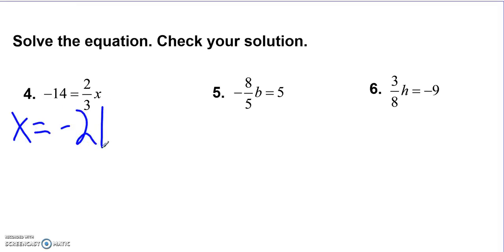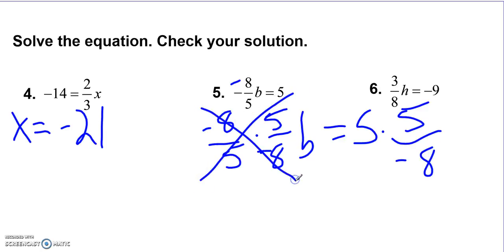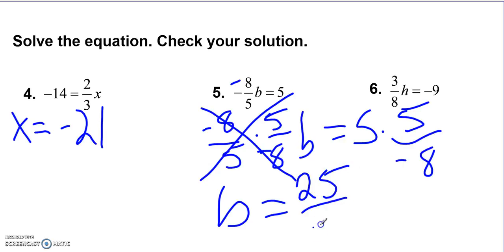Okay, and then with this one, it's very similar, but first let's put this negative up there, okay? And then that's negative 8 over 5, and to get rid of it, I'm going to multiply by the reciprocal, that's b, and then that equals 5 times that reciprocal, which is 5 over negative 8. So that crosses out, we have b equals 5 times 5 is 25 over negative 8. So that is our answer, because that's in simplest improper form.